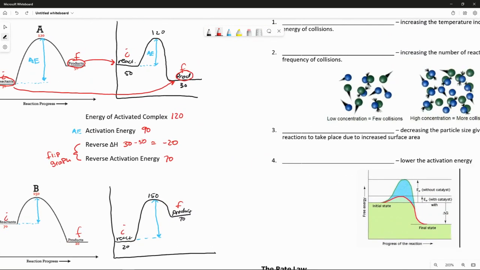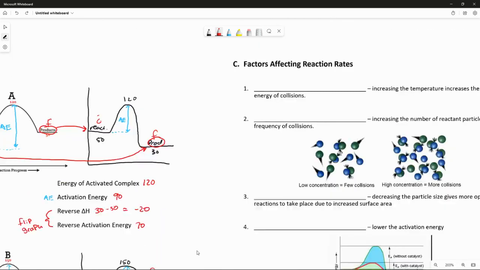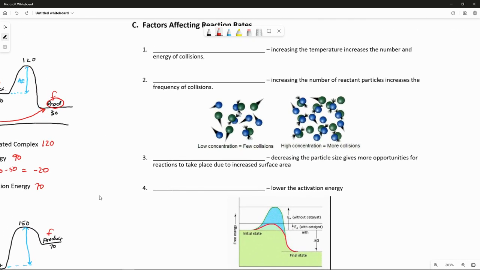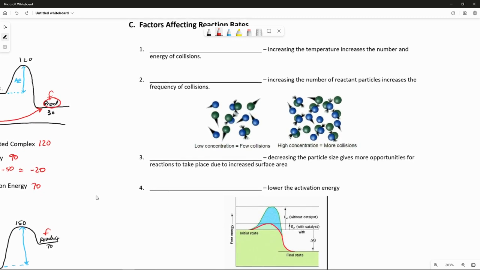All right, let's talk about factors affecting reaction rates. There are 4 factors that affect reaction rates, and you need to know all of these. The first one is temperature. Increasing the temperature increases the number and energy of collisions. So the more temperature you have, the faster the particles will move.